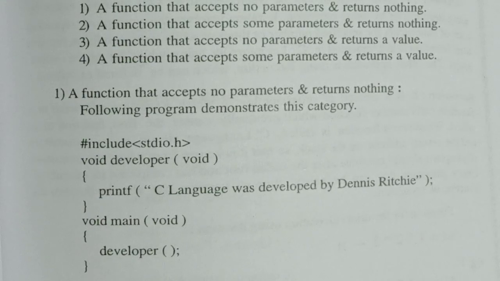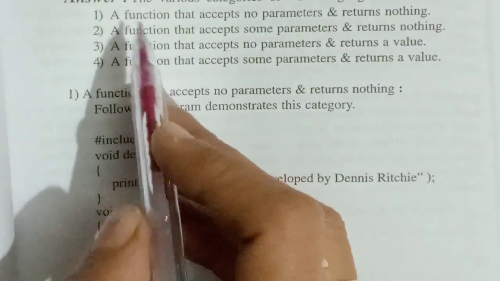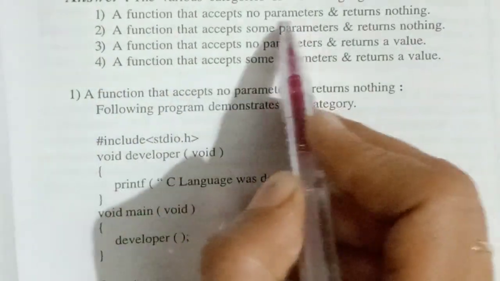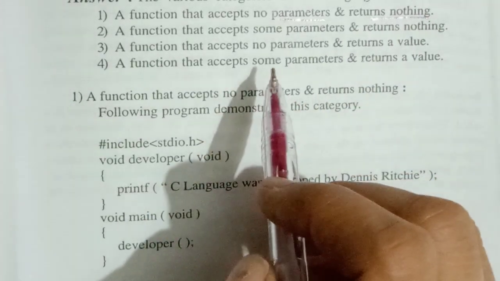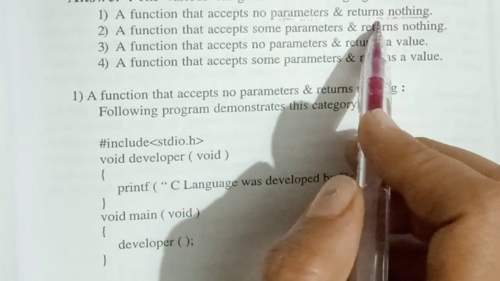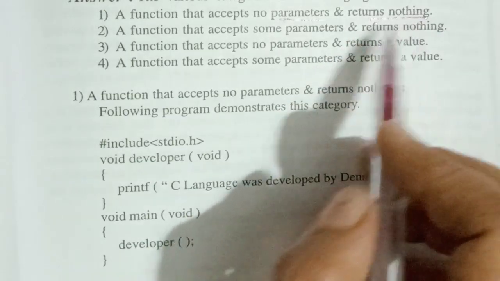In the last video we started with functions and the function definition for a simple function. Now we'll be seeing types of functions. There are four types of functions. First one is a function that accepts no parameter and returns nothing. That means the function is of type void and it does not have any kind of parameters and returns nothing.